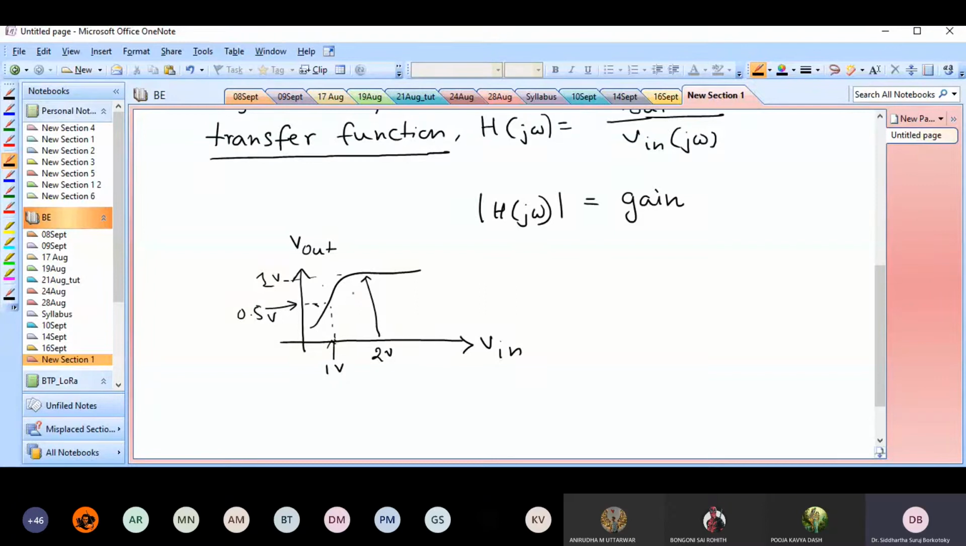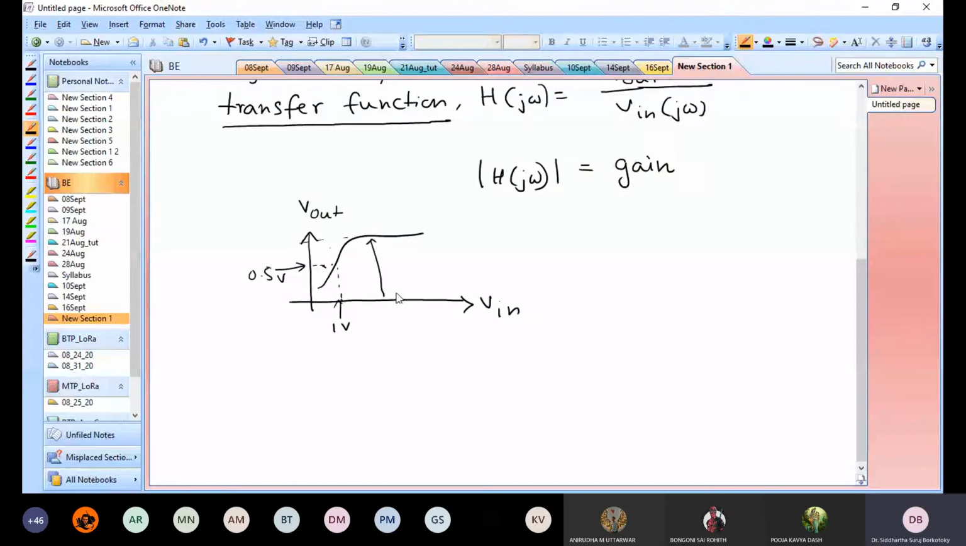So basically, in transfer characteristic, we will plot a graph. Oftentimes the question would be, plot the transfer characteristic of this circuit. When I am asked to plot the transfer characteristic, all I have to do is plot V out as a function of V in. So the y-axis would be V out, the x-axis would be V in.